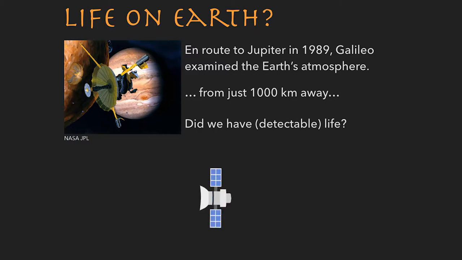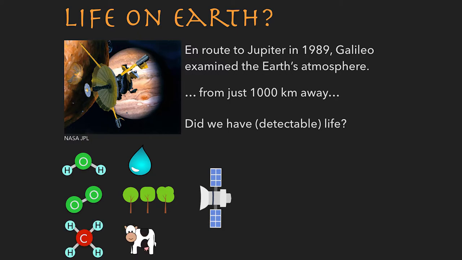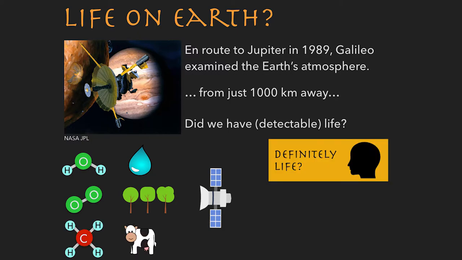So what did Galileo see? Well, in particular, Galileo saw three things. It saw the presence of water, it saw the presence of oxygen, and it saw the presence of methane. So are these enough to definitely say life? Because they're all related to life on the Earth.